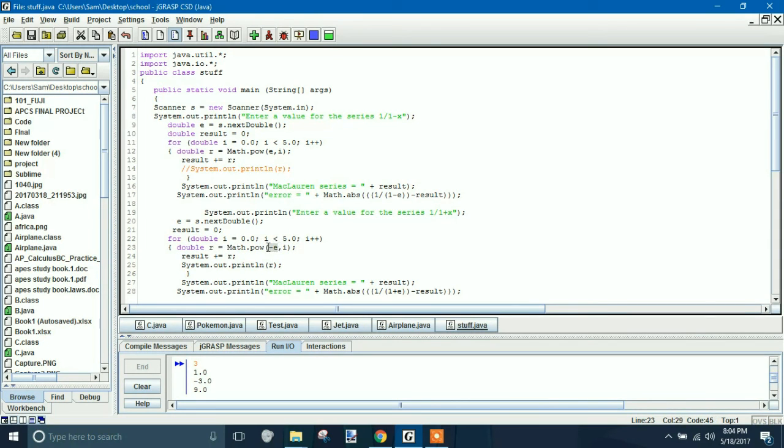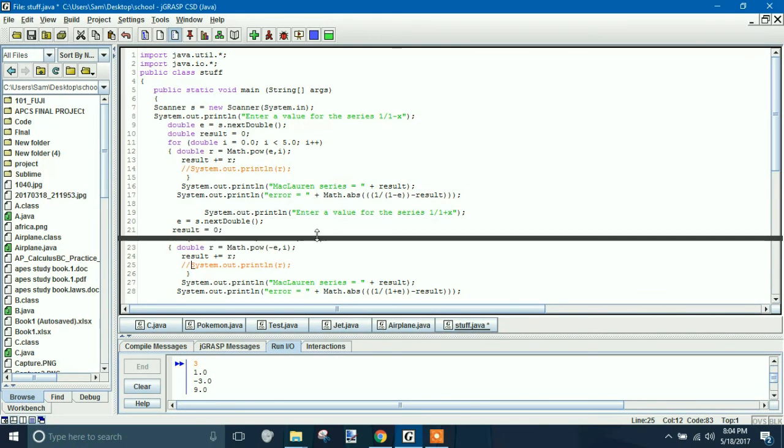the number we submit as a negative to the power of i. Now, of course, this is negative because the variation we're going for, 1 over 1 plus x, is simply base, where x is replaced with a negative version of itself. It adds all the results together, and we have it printing out here, which is why it showed each term. But then it prints this Maclaurin series and, of course, the error.